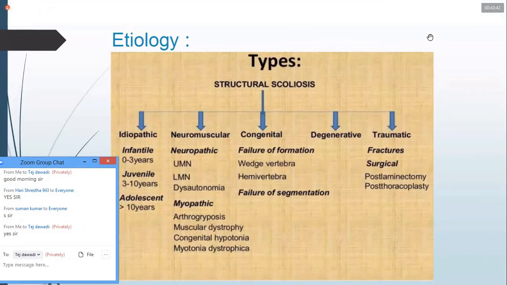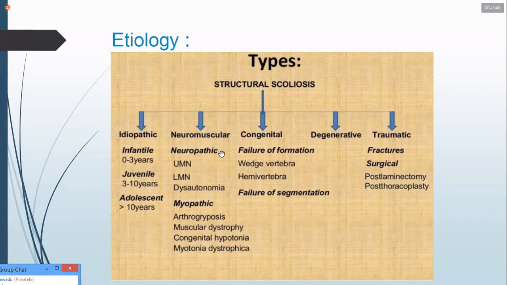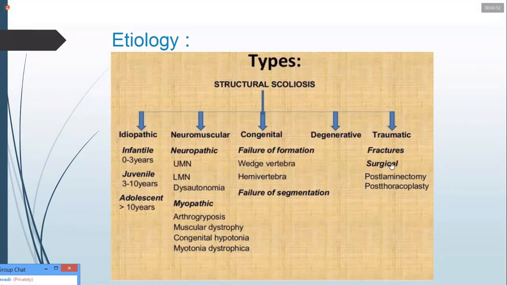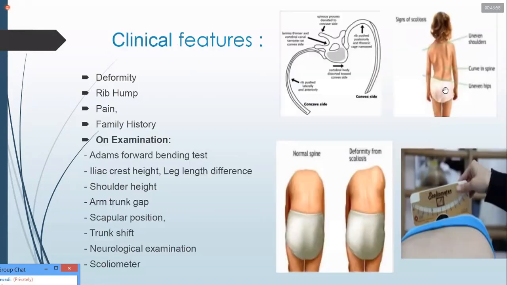Juvenile 3 to 10 years, and adolescent more than 10 years. The other causes are neuromuscular, myopathic, congenital, failure of formation and segmentation, degenerative, traumatic. Clinically, it presents with deformity, rib hump, pain. See, this is with the lateral rotation of the vertebral bodies. One part of the rib becomes prominent, like seen in this picture, and this gives the rib hump. Okay, deformity, rib hump, pain, and it usually runs in the family, so family history.